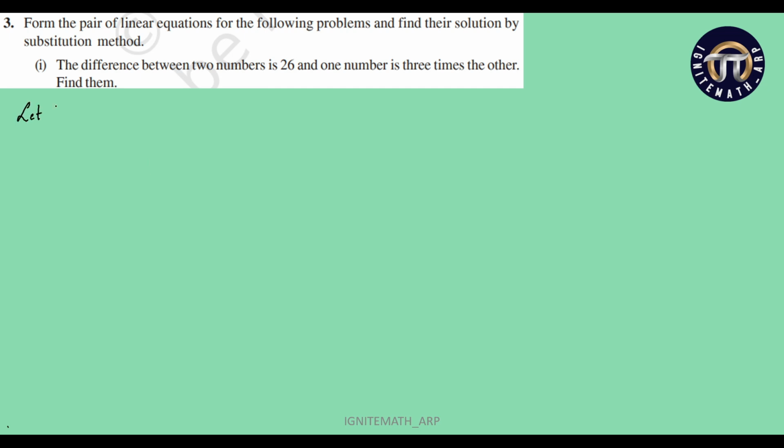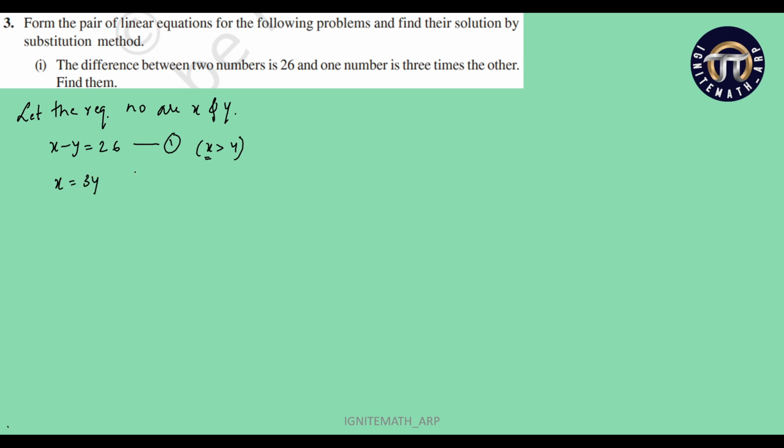So let the required numbers be x and y. Okay, the difference between the two numbers is 26. So x minus y is equal to 26. Clear? I'm going to call this equation 1. Okay, and one number is 3 times the other. One number is 3 times the other. Here, whenever I'm telling about the difference, x is greater than y. So this is 3 times the other. So I can say that x is equal to 3 times y.